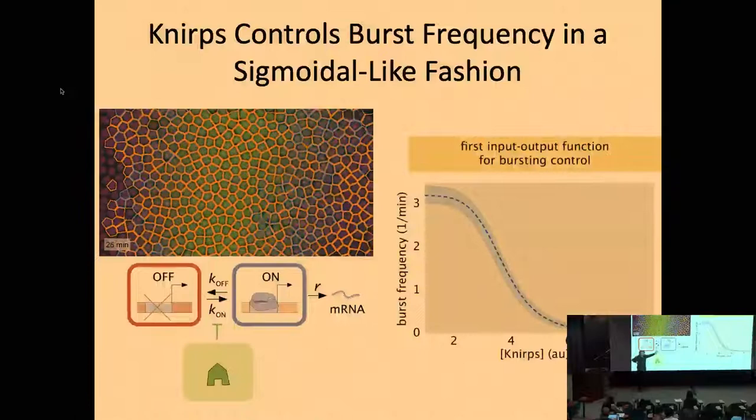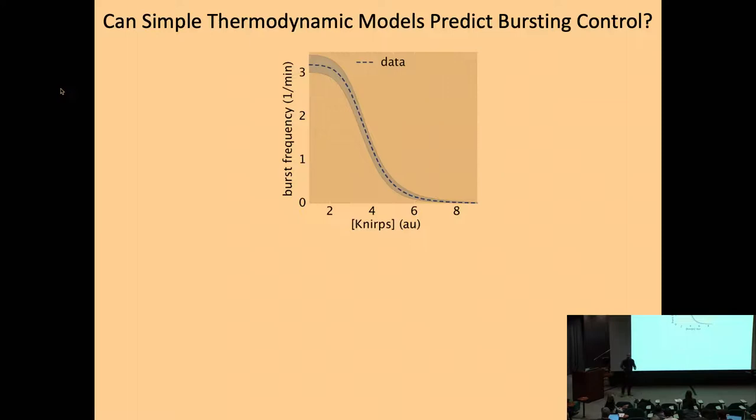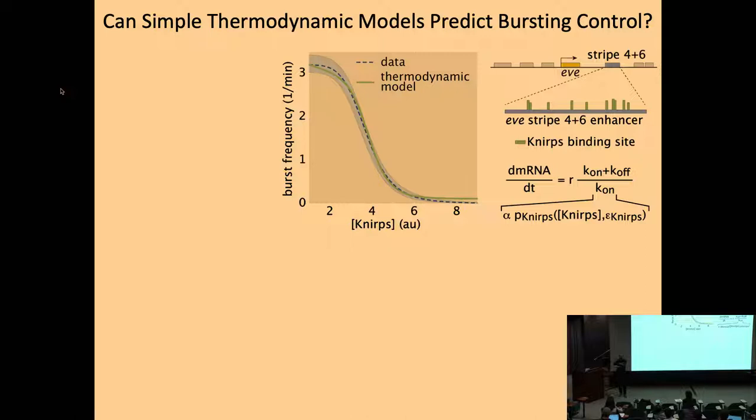And not only can we say that it's controlling burst frequency, we can measure the input-output function. And to my knowledge, this is the first time anybody can do this in a living embryo. We can measure burst frequency as a function of concentration of KNURPS. And why is this cool? Well, the reason I'm really excited about this is because there's on the order of 10 binding sites for KNURPS in this enhancer, okay? And if you propose a very simple model where you say that the burst frequency is dictated by the probability of finding KNURPS bound to the promoter in just a thermodynamic mechanism, you get a pretty good agreement between theory and experiment.